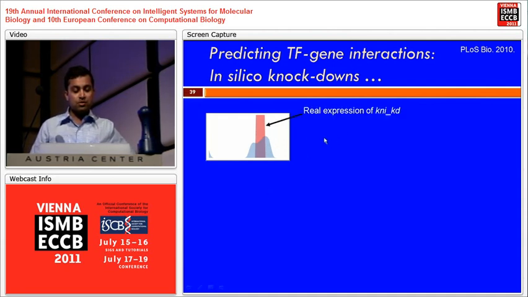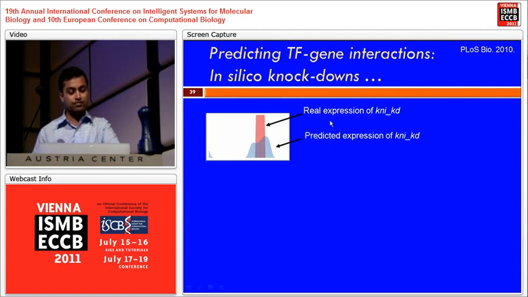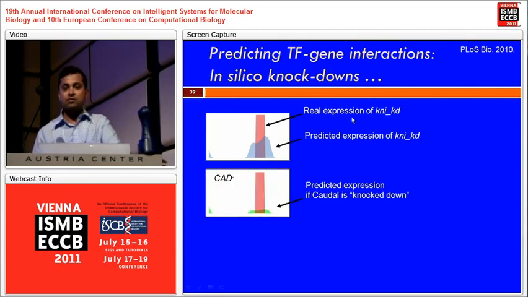Here's a particular CRM, Knirps KD. This red bar is the expression pattern of the CRM along the AP axis, and the blue is the prediction from the model. So it matches reasonably well where the CRM drives expression. We then can repeat the model's predictions after knocking down one of the transcription factors, and you get this. This suggests that this particular transcription factor is an activator, because if you knock it down, the predicted expression goes down.